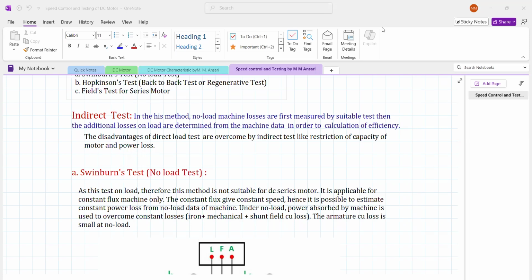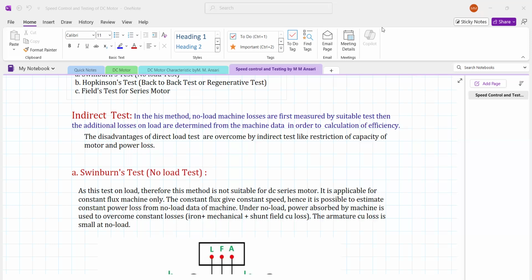In the previous lecture, we were discussing testing of DC machines. The first method, the direct load test or brake test, has already been discussed. Today we will see the indirect test or indirect method of testing. In this method, the no load machine losses are first measured by a suitable test. Then the additional losses on load are determined from the machine data in order to calculate the efficiency.